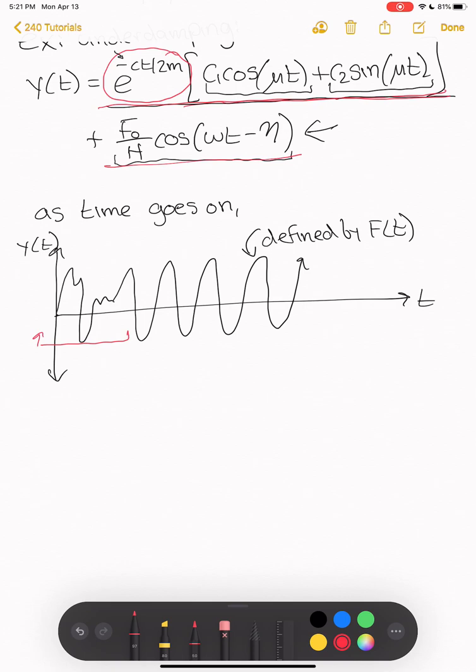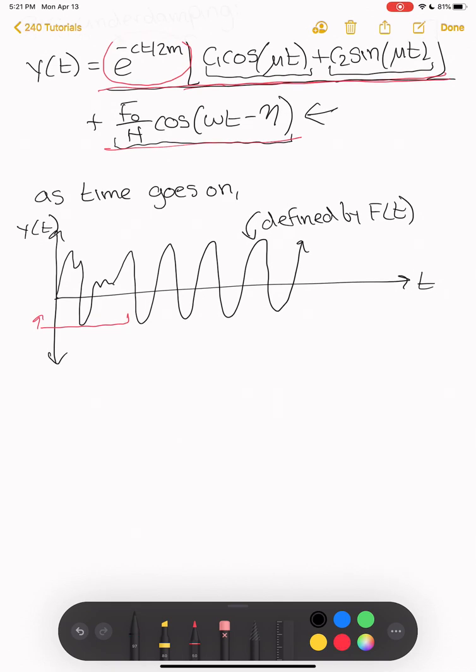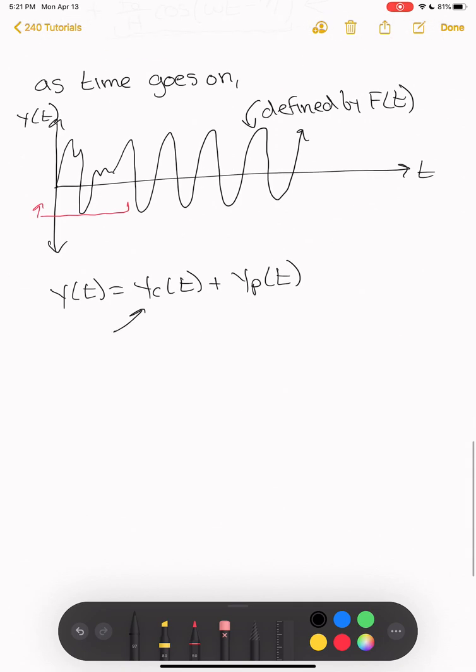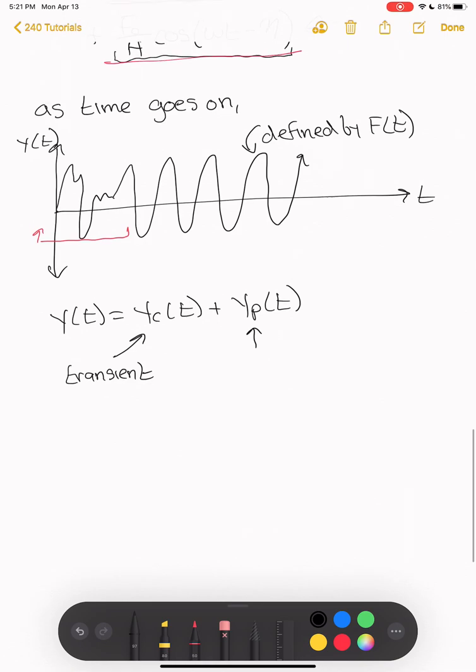So I'll write this one more time. We have our complementary function and our particular solution. This complementary function, because it dies off so quickly due to that exponential, we call the transient term. And this one, because it is what happens to the system as time goes on, we call the steady state. So your steady state is your particular solution, because it dictates your system after a while.